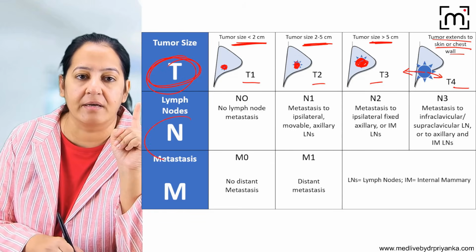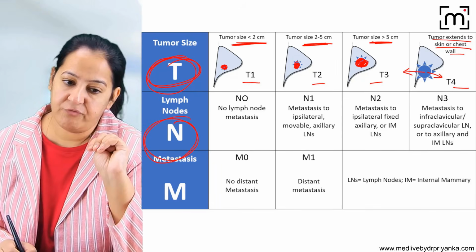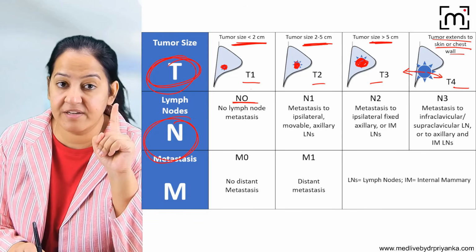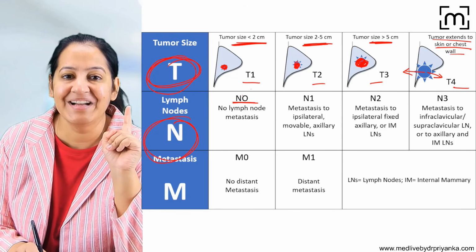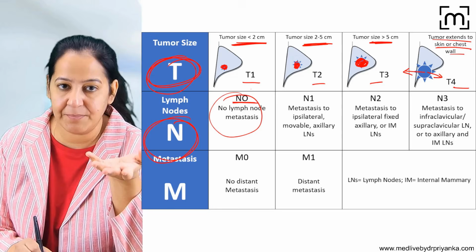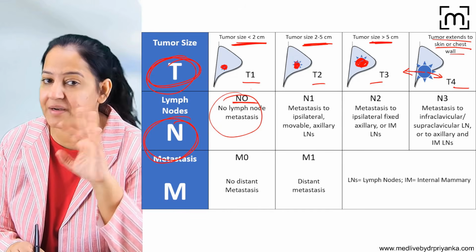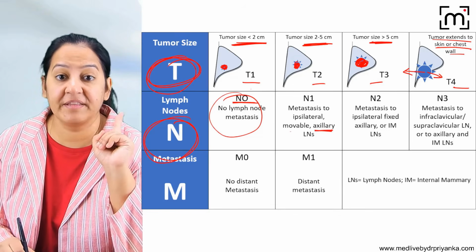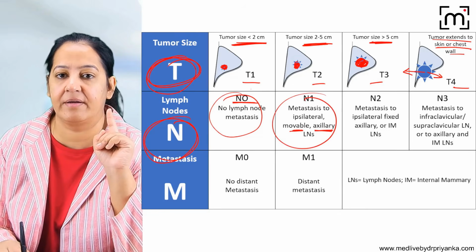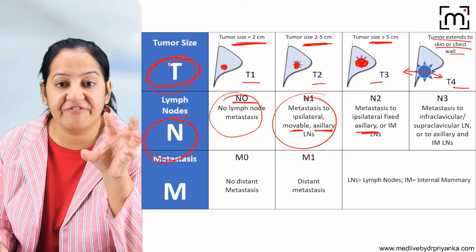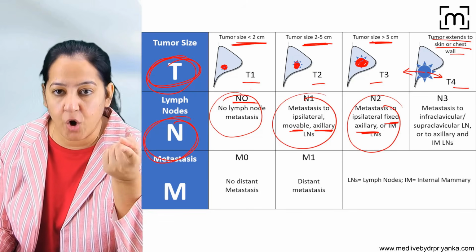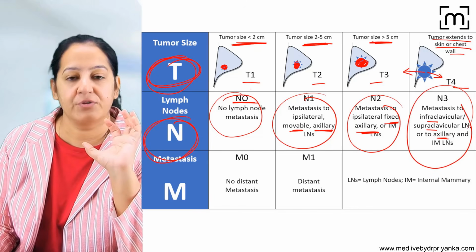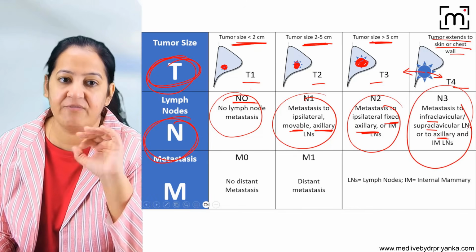Now come to the N. Again, there are four possibilities. If no lymph nodes are involved, we will say N0. There is no T0, there is N0. There is a possibility that the lady is having the cancer, but lymph nodes are not involved. If only axillary lymph nodes are involved, but they are movable, it's N1. If axillary lymph nodes are involved, but they are fixed, it's N2. If along with the axillary, supra and infraclavicular lymph nodes are also involved, it's N3. So we have to see which lymph nodes are involved and decide the N for that lady.